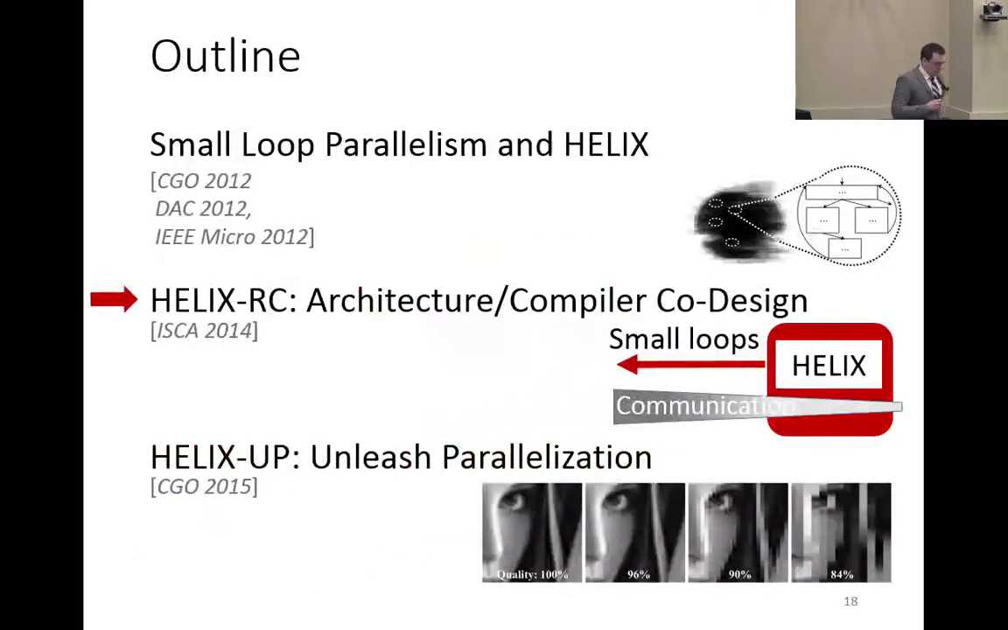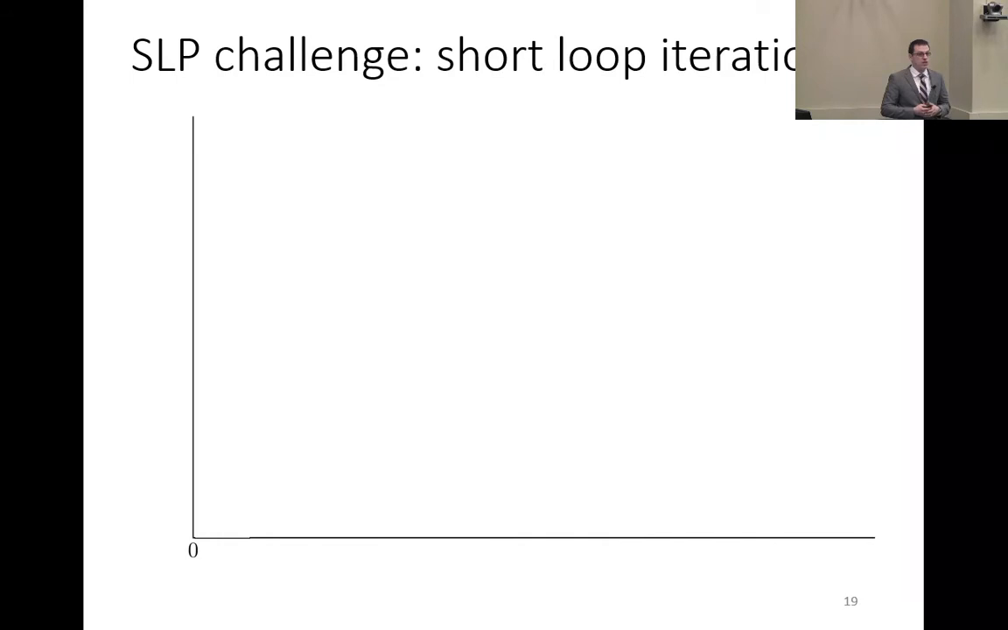So I'm going to focus first on Helix RC, which is co-designed between the compiler and the architecture. We said that we want to parallelize small loops. The problem is that we have a communication challenge because they tend to have short iterations. So the first question is how short they are. What's the lifetime we are talking about here?